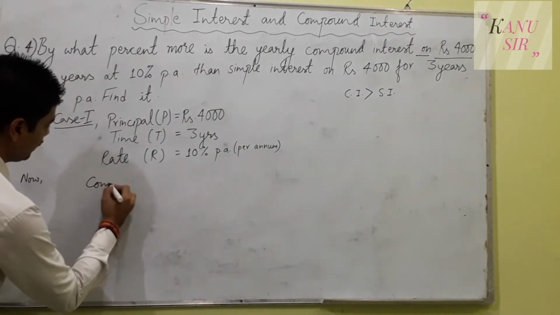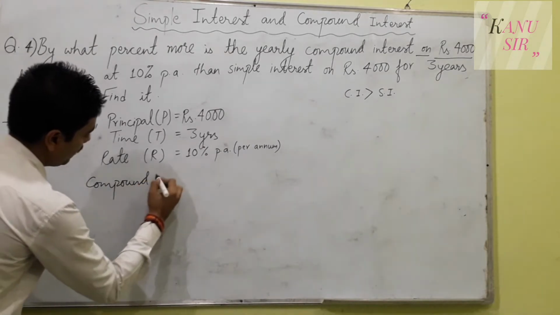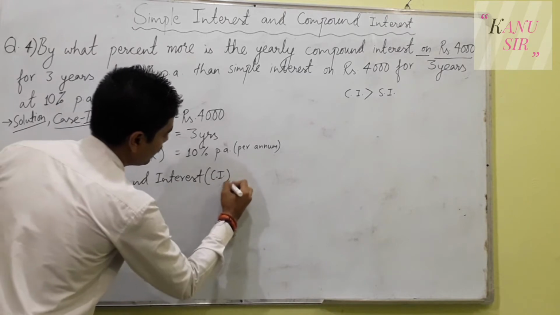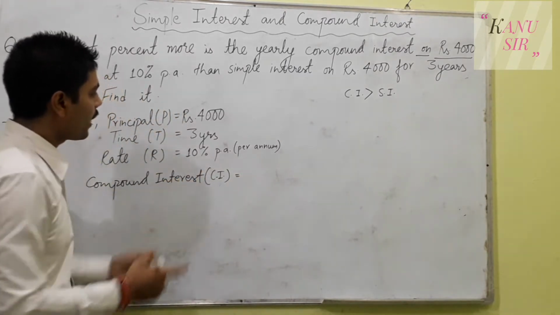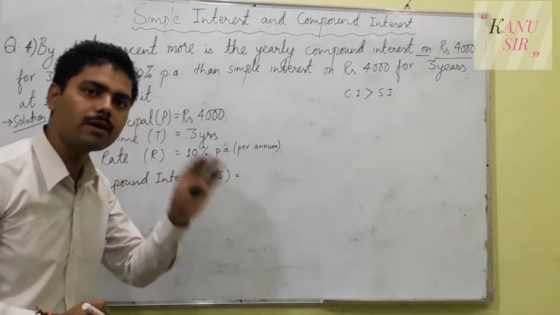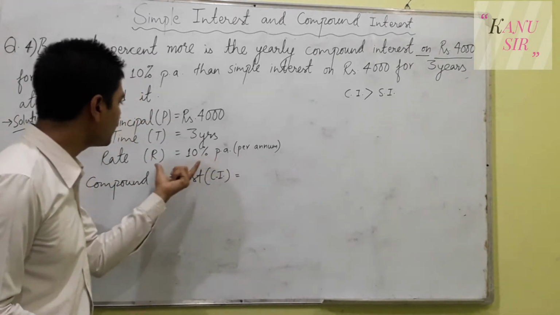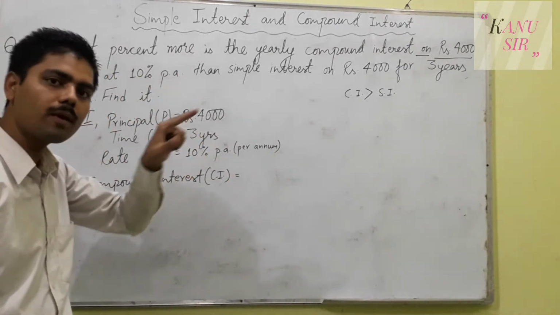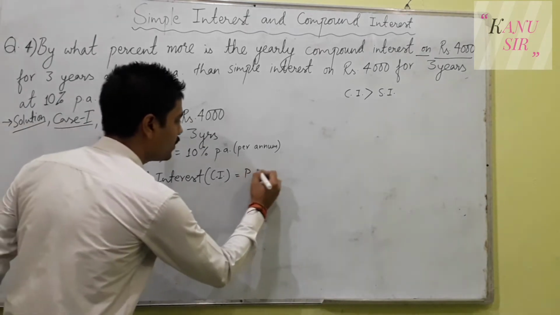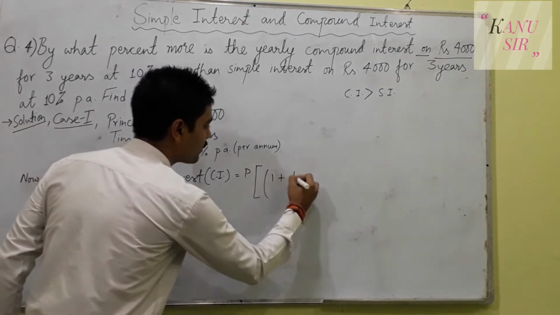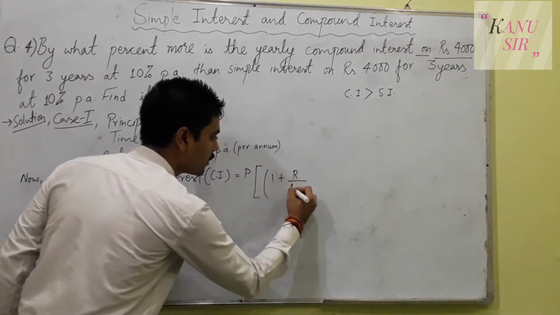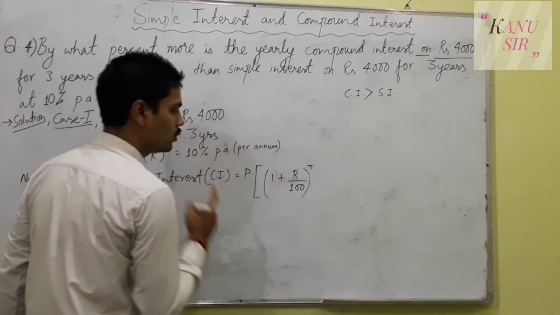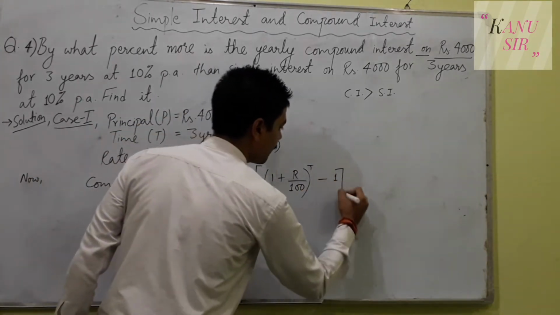Compound interest, CI, is equal to the formula of compound interest, and we must take care about semi-annually or annually. Here it is per annum, which means the rate is taken annually. So we don't have to use the 200 formula, we have to use the 100 type of formula: P times (1 plus R upon 100) power T minus 1. We will not use 200 because it is asked annually, and we don't have to put 2T.